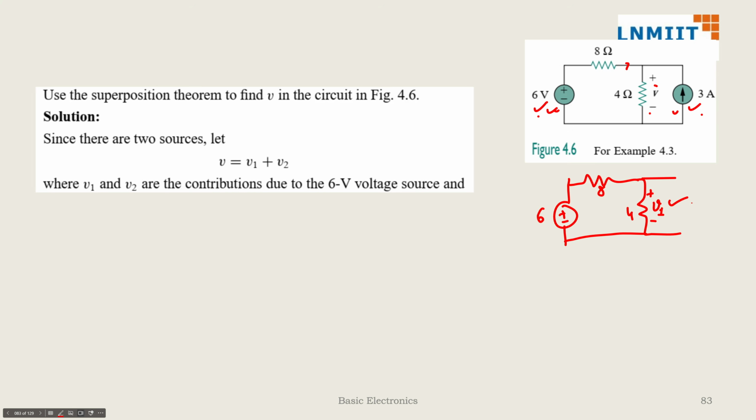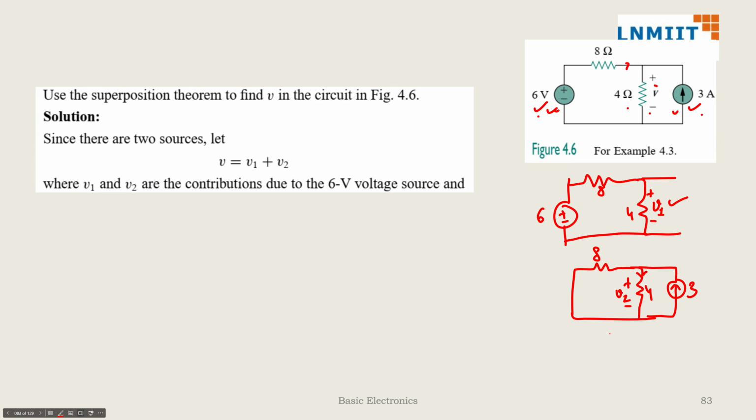Then we will redraw this network by considering 3 ampere and disabling 6 volt. So disabling 6 volt means replacing with short circuit. 8 ohm is as it is, 4 ohm is as it is, and here we have the 3 ampere source. So now again I will find out that what is the voltage appearing across this 4 ohm, and we will name it V2.